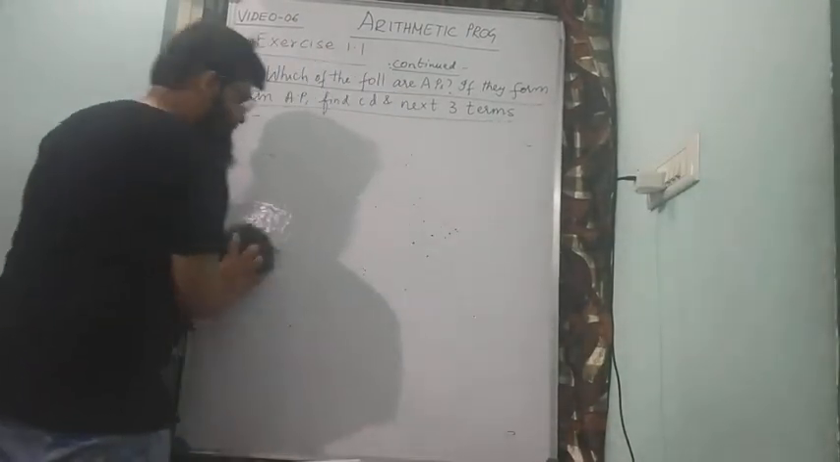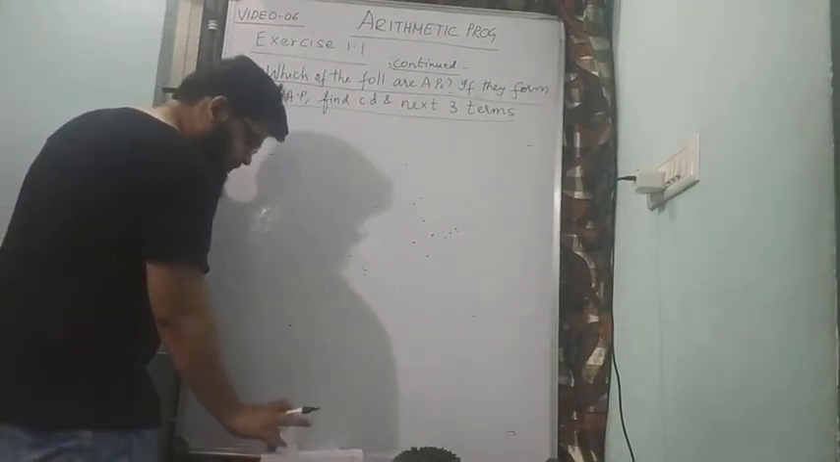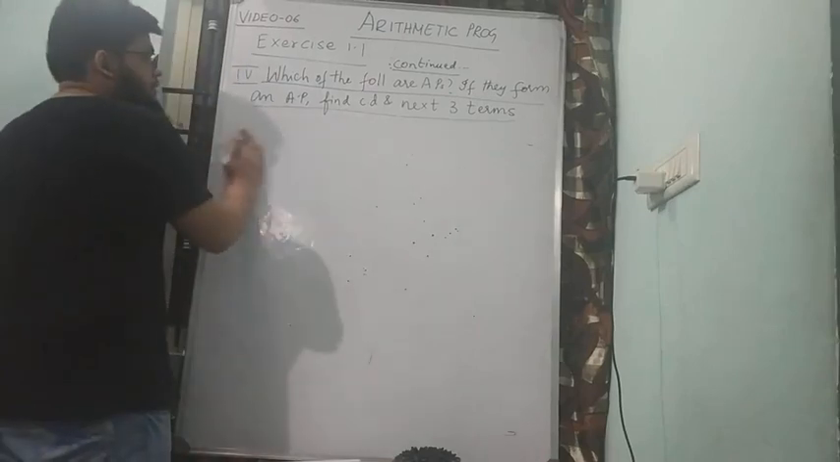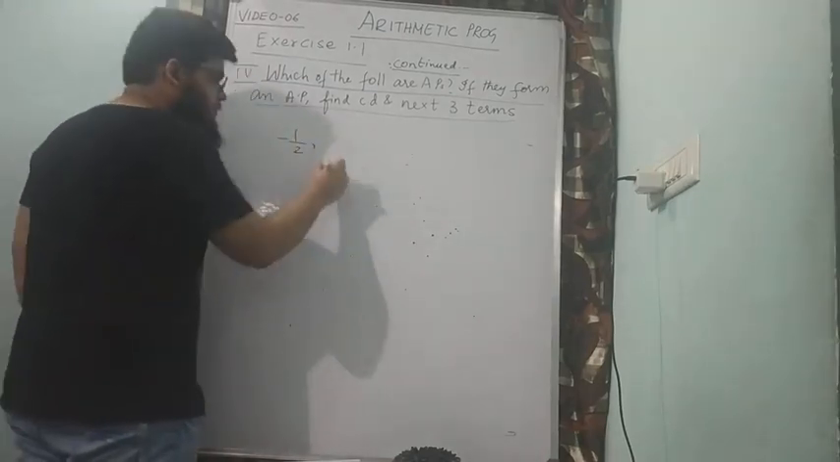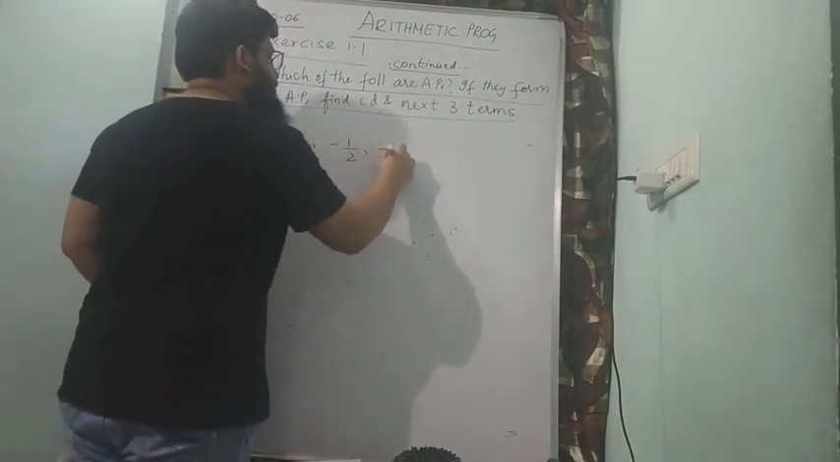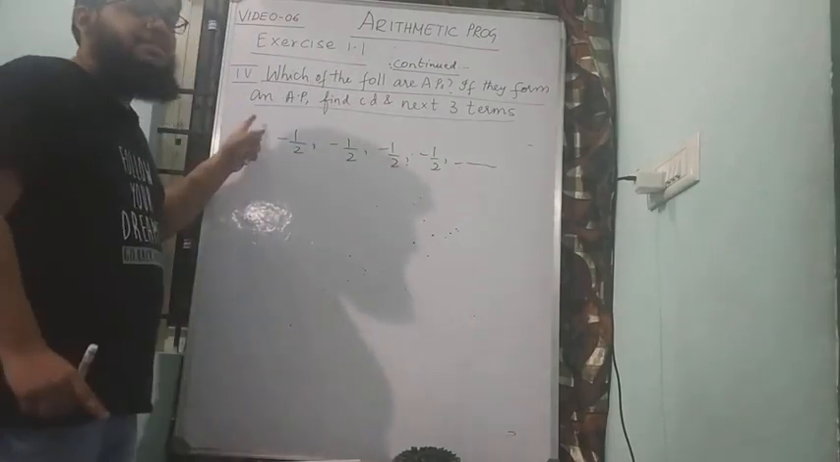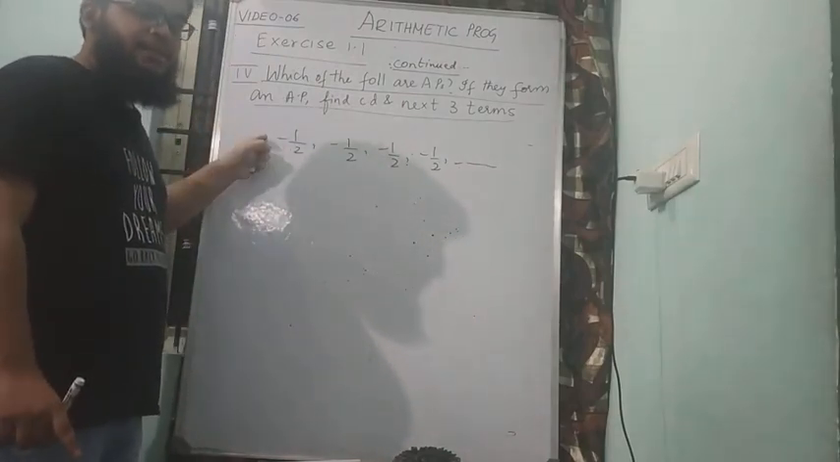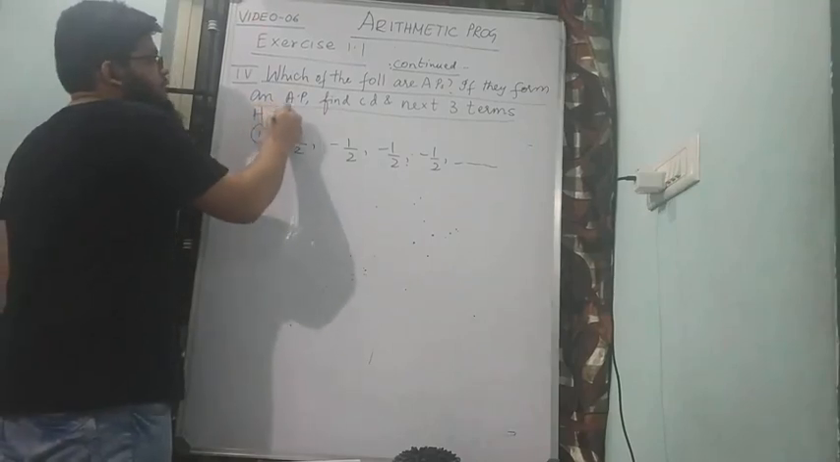The heading will remain the same. So you will have to prove for this one: minus 1 by 2, minus 1 by 2, minus 1 by 2, minus 1 by 2. Try to think, we have done this kind of problem somewhere. That's why I am leaving it. So try to think about it. These are your homework questions.